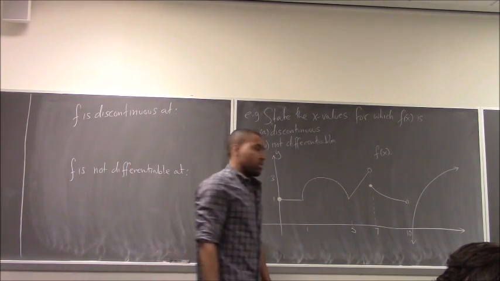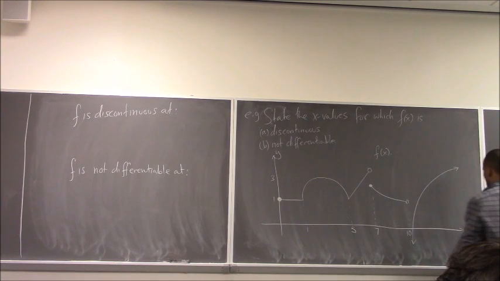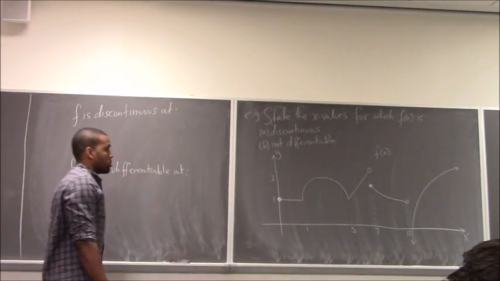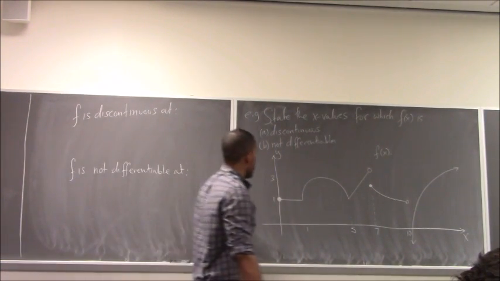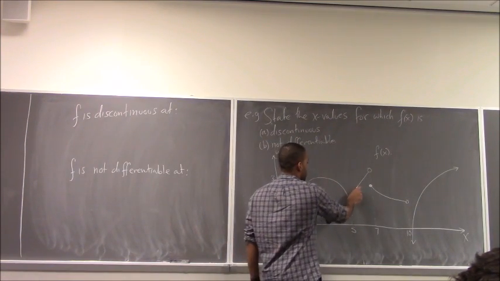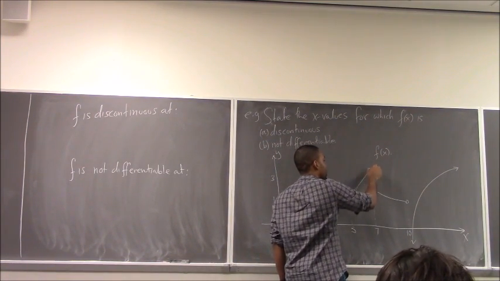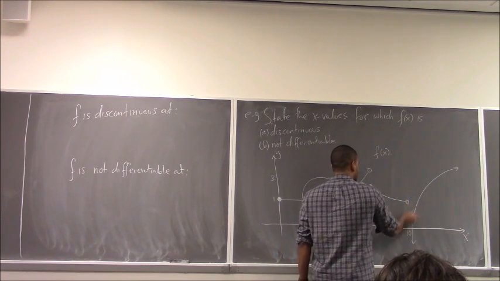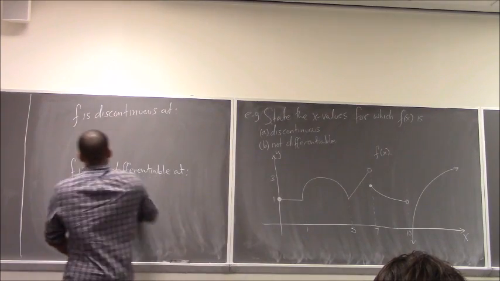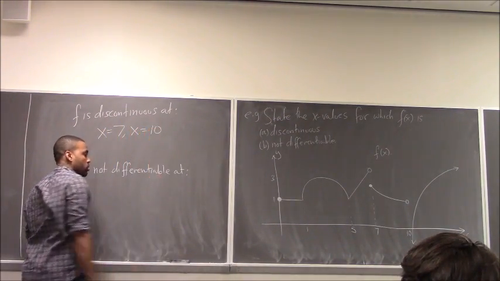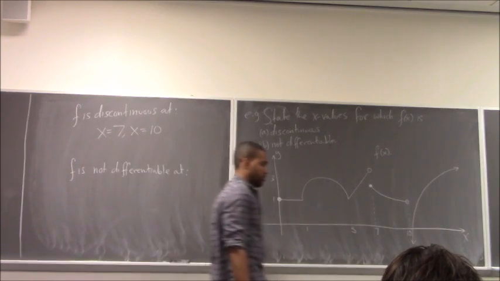So what would you say? Where's our function not continuous? Yeah? 7 and 10. Otherwise, this whole time, I could draw the function without lifting my pencil off the page. Once I get to 7, though, I have to lift my pencil because there's a gap. I also have to lift my pencil because there's a hole and there's an asymptote. So x equals 7 and x equals 10 are points where this function is not continuous.